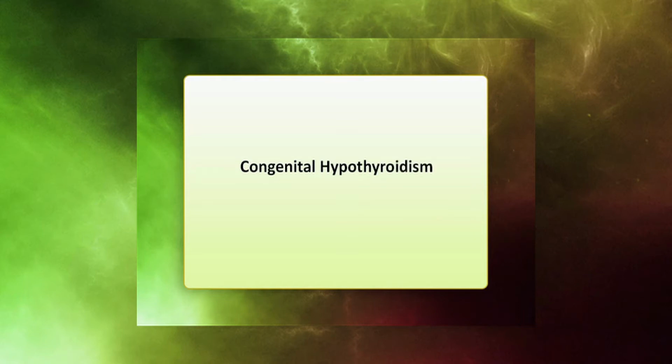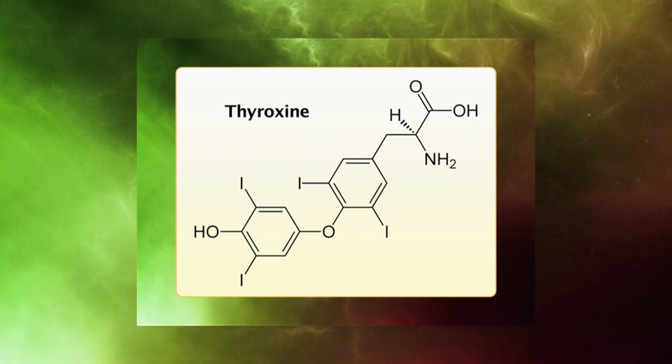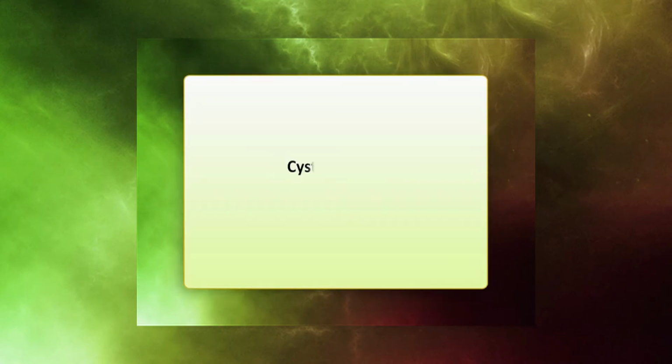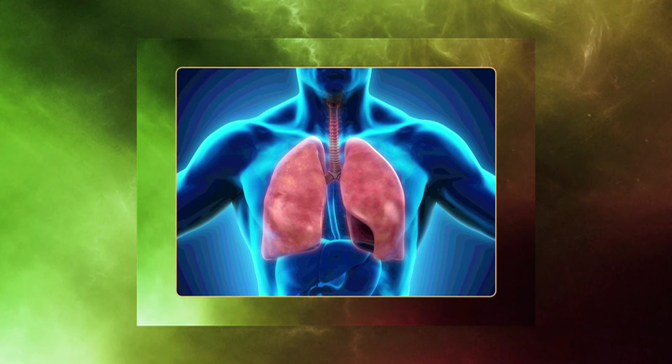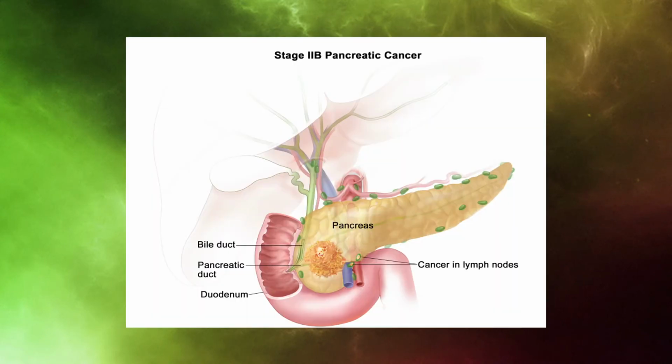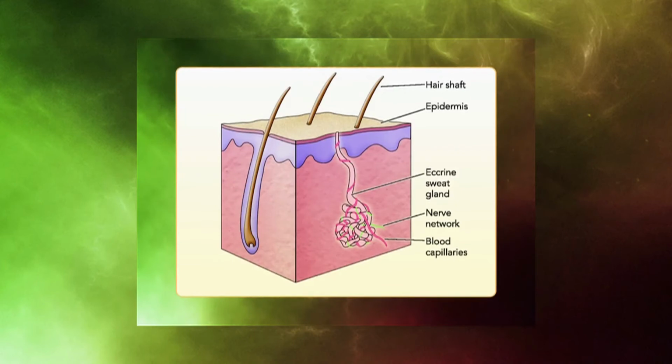Congenital hypothyroidism. This is due to lack of secretion of the hormone thyroxine. Cystic fibrosis, a disorder in the secretions of glands affecting mainly the respiratory system, pancreas, and sweat glands. Death in infancy may result from recurrent severe pulmonary infections.